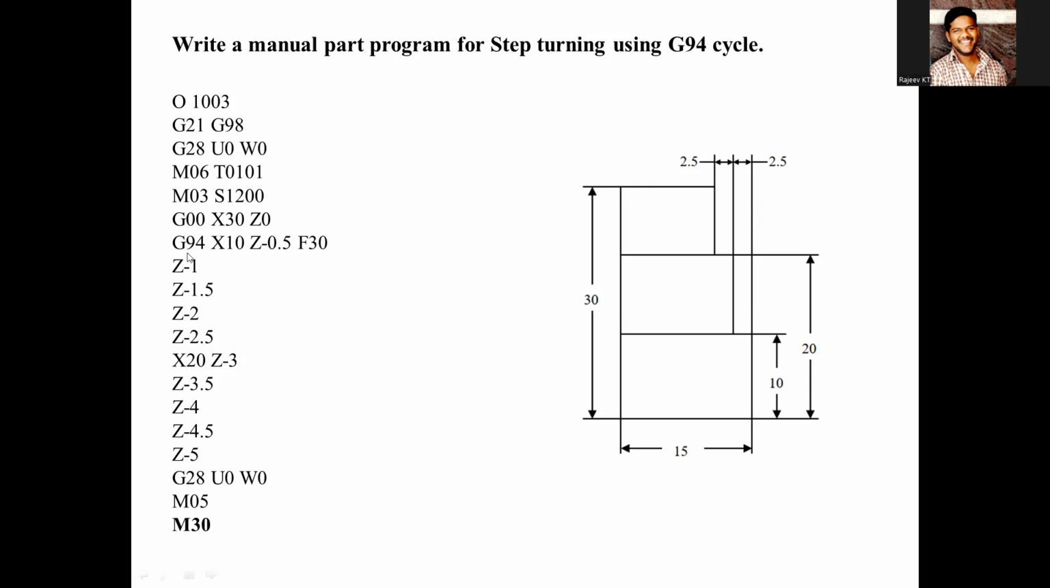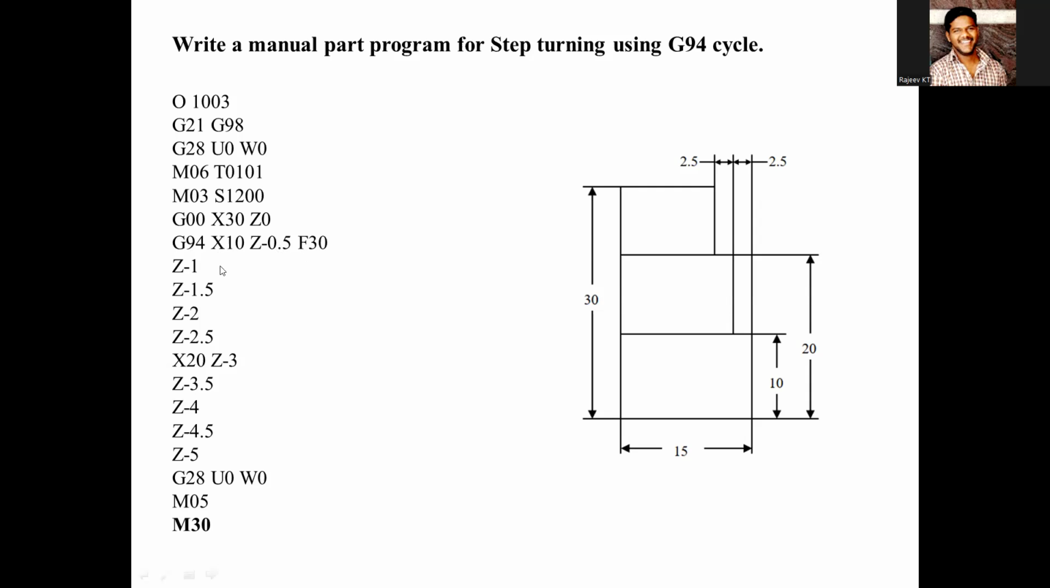Next, see, in the previous case we used G01, X, Z, feed, every value we had to give. So what we have done here, see, G94 is a facing turning cycle, where X means up to 10 dia, Z 0.5. Every movement, 0.5 is the facing depth we have given. It will remove 0.5 in every depth of cut, okay, with a feed rate of 30.